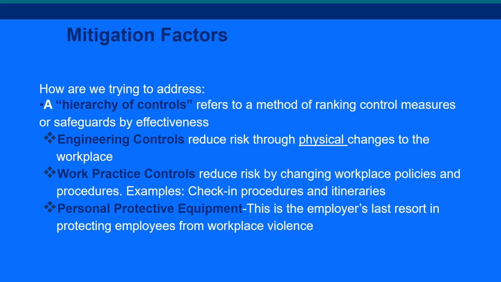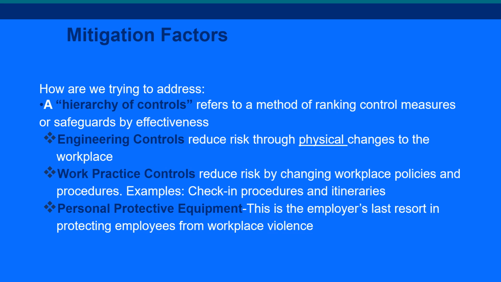After risk factors are identified, the district must then look at mitigating factors or ways to prevent areas of workplace violence. We look at this using a hierarchy of control. A hierarchy of control is the method to rank the control measures or safeguards by effectiveness. The first is an engineering control, meaning can we reduce the risk through a physical change to the workplace? Examples of physical changes would be things like swipe cards or lighting controls.